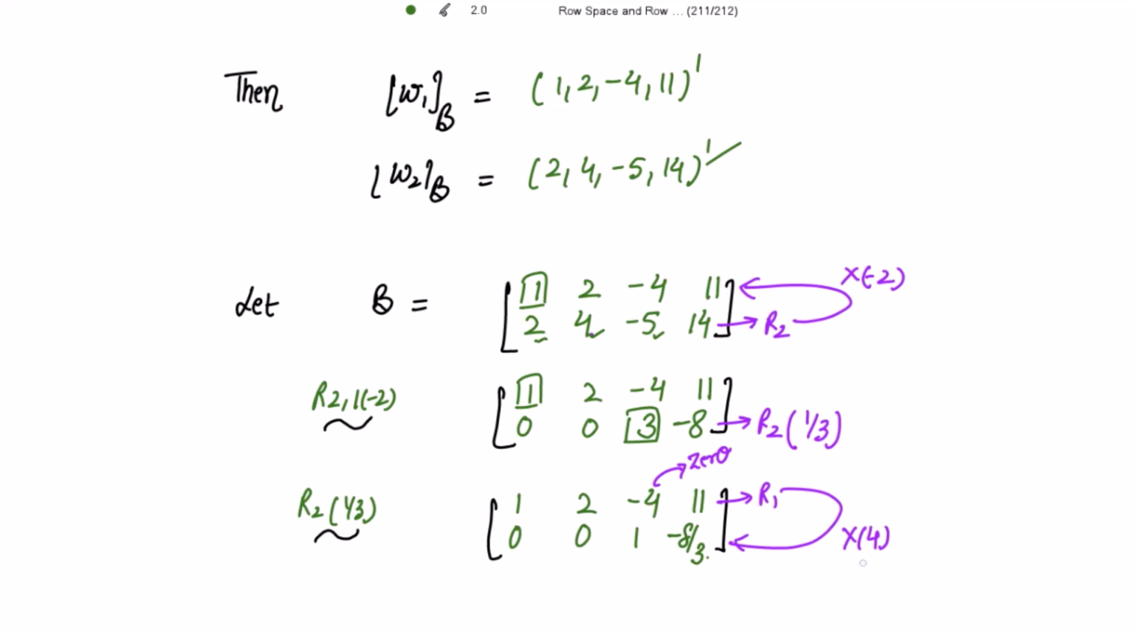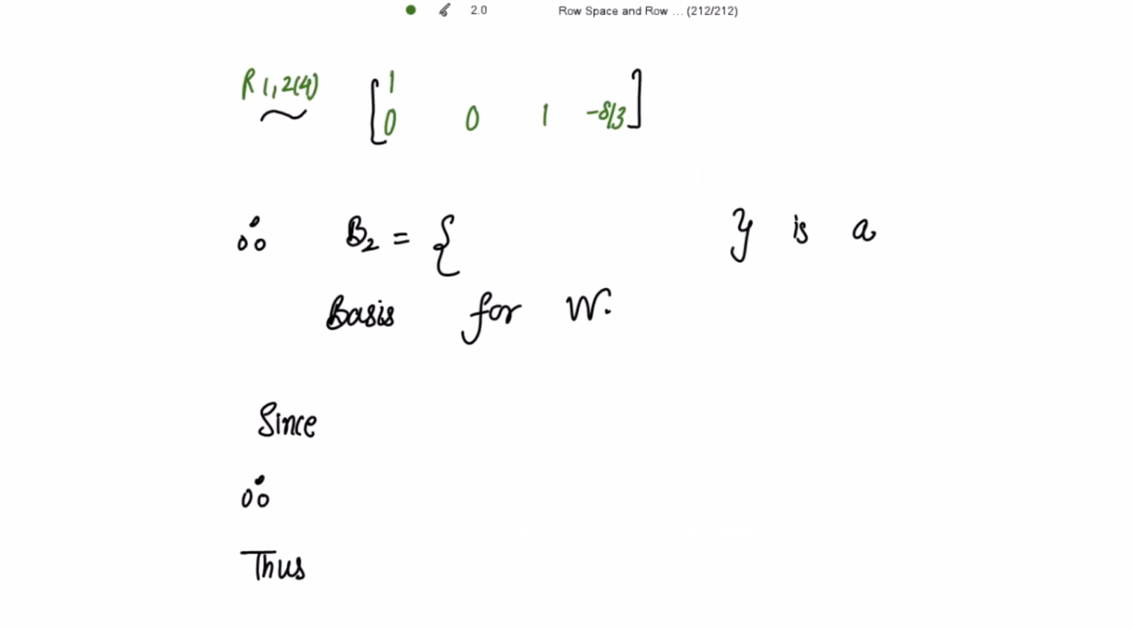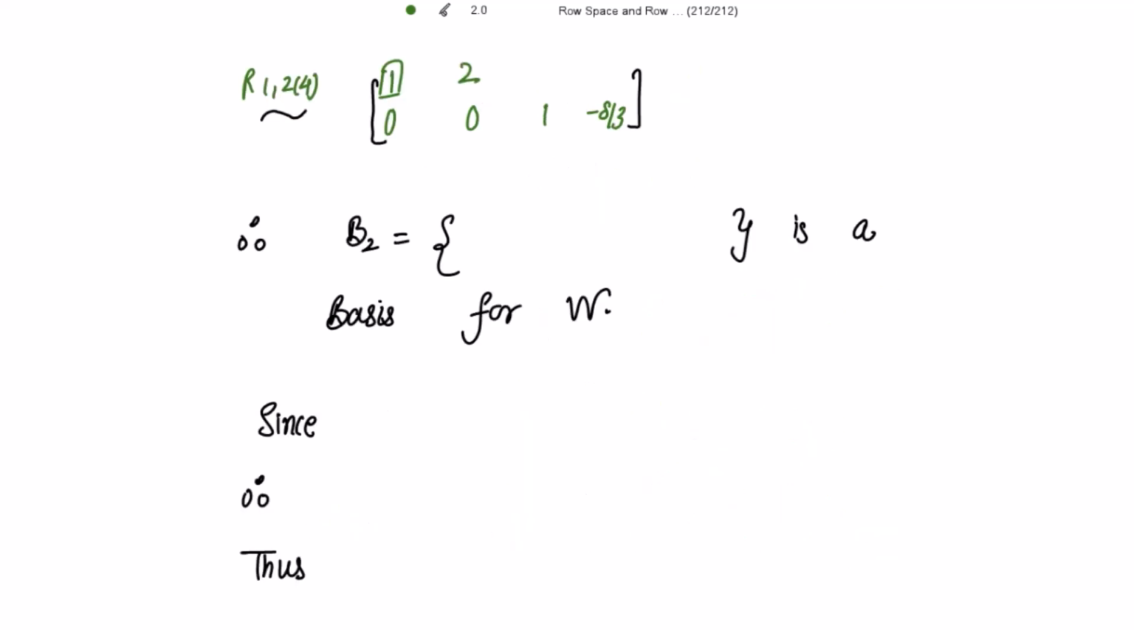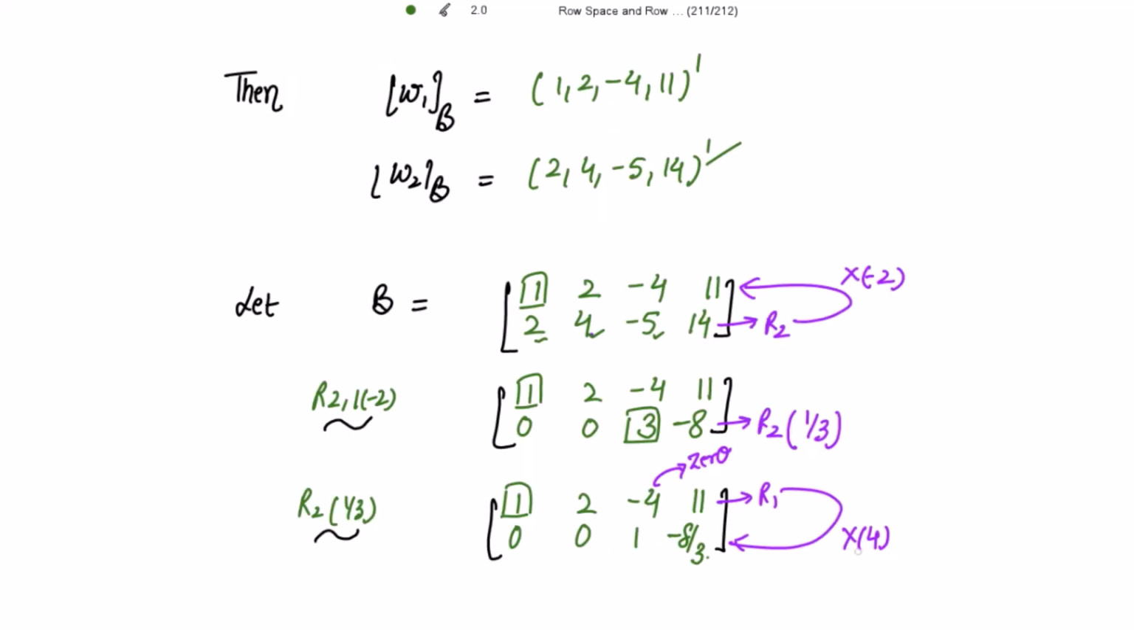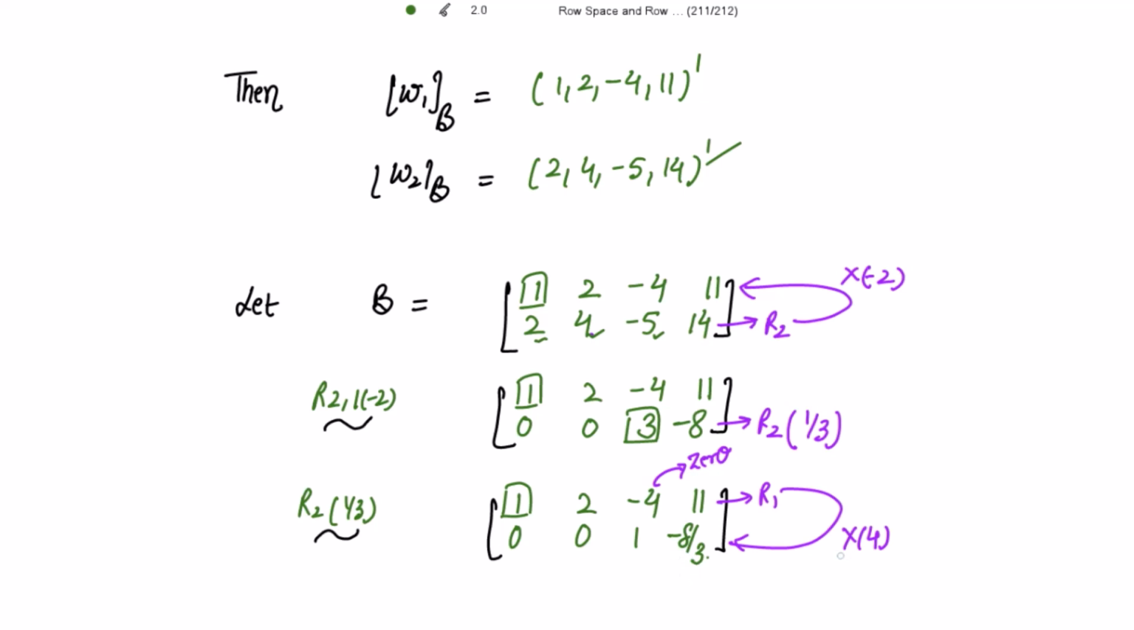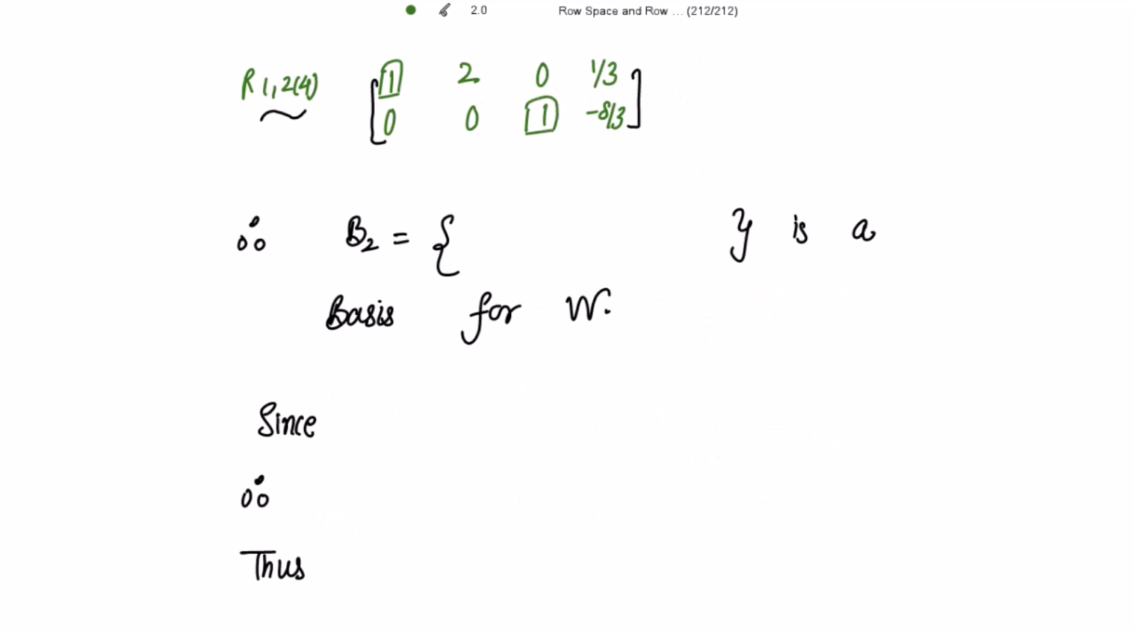0 multiplied with 4, we get 0. Adding this to 1, we get 1. No change. 0 multiplied with 4, we get 0. Adding this to 2, we get 2. No change. 1 multiplied with 4, we get 4. Adding this to -4, we get 0. This is what we need. -8 over 3 multiplied with 4, we get -24 over 3. And adding this to 11, we get 1 over 3. So now this becomes our leading element for the second row.